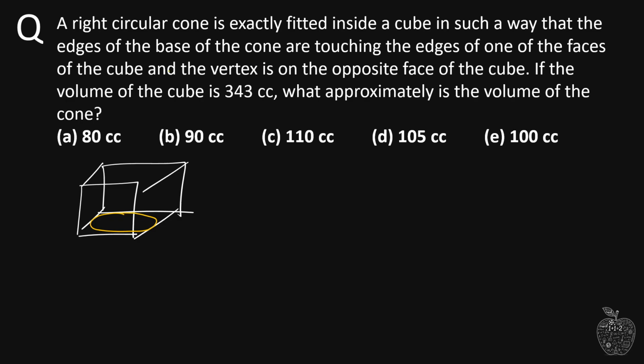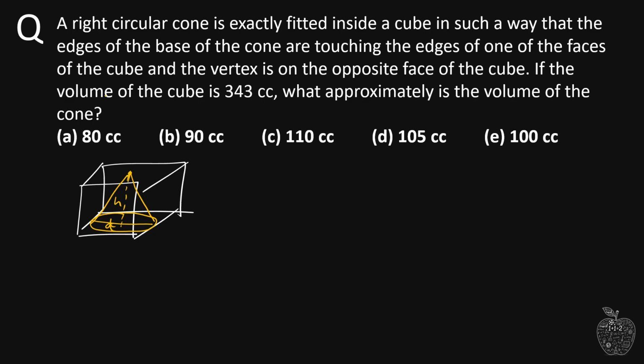All right, and the vertex is on the opposite face of the cube. The vertex of the cone is on the opposite side of the cube. So the vertex is over here, touching the surface of the cube. So we draw the cone like this. Now this entire thing here will be the diameter, and this here will be the height of the cube. All right, so the visualization is clear here, right?